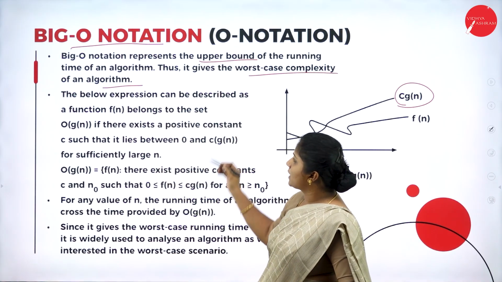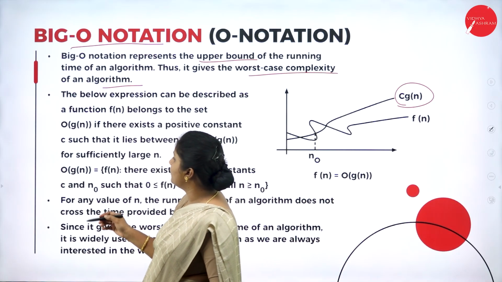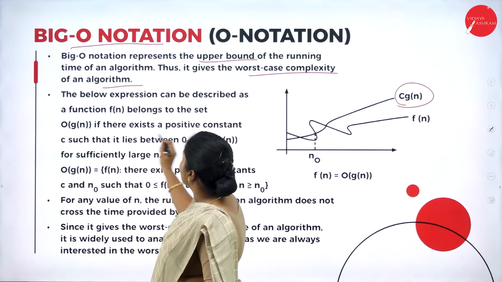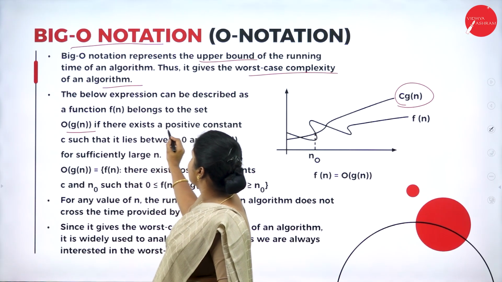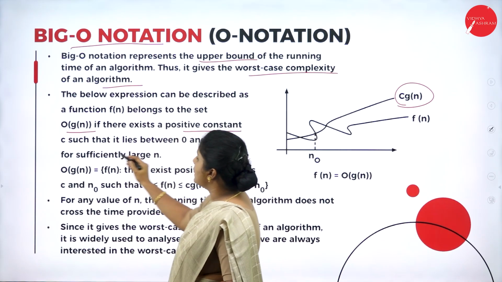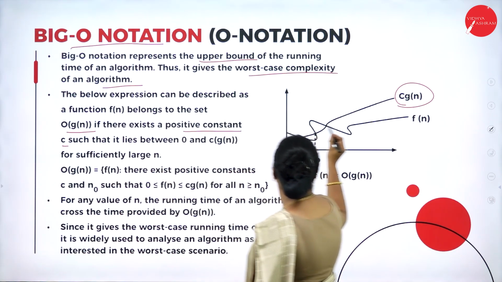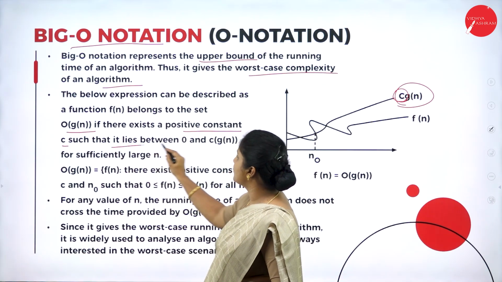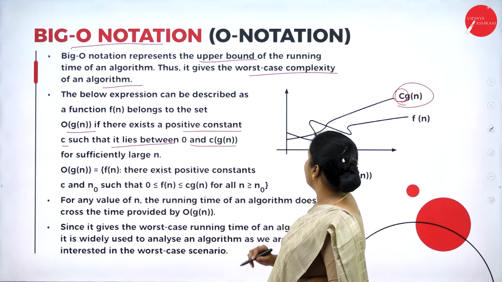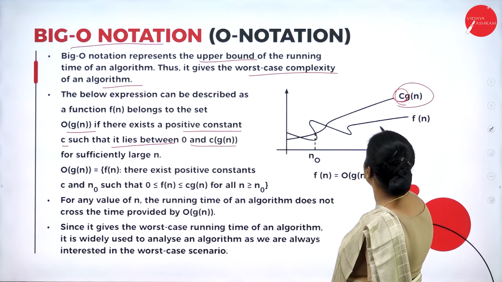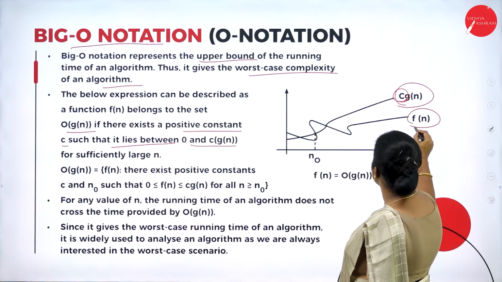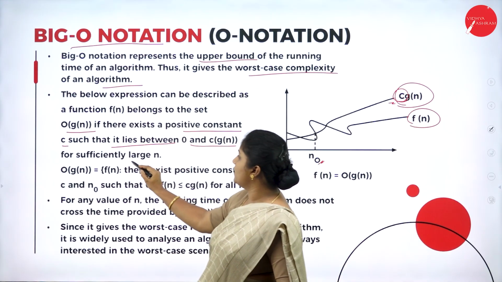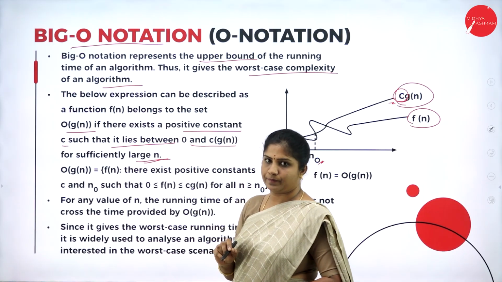So the expression can be described as follows. Here we have the expression big O of g of n if there exists a positive constant C, see here the positive constant C exists, such that the function lies between 0 and C of g of n for sufficiently large n.